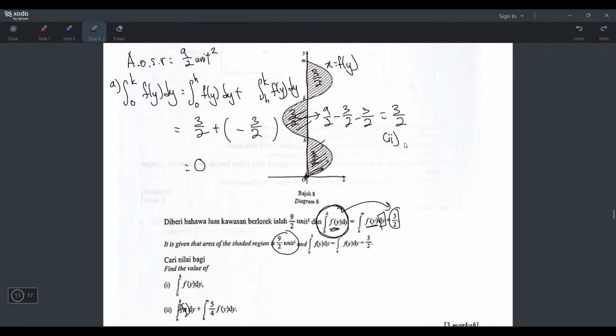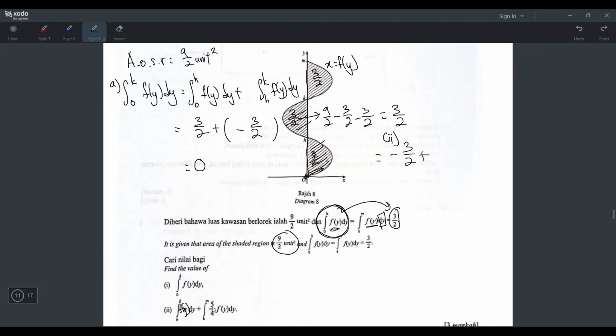So this is 3 over 2. Okay, I'm lazy to write the question again, straight away write 3 over 2. But it's negative 3 over 2. Yeah, because from h to k fy dy is this one, right? Okay, the area is 3 over 2. But when you do the integration like that, without the modulus, it will come out as negative, because the shaded region is on the left side of the y-axis, and you are using the y-axis to integrate. Plus, integrate k to m 5 over 4 fy dy.